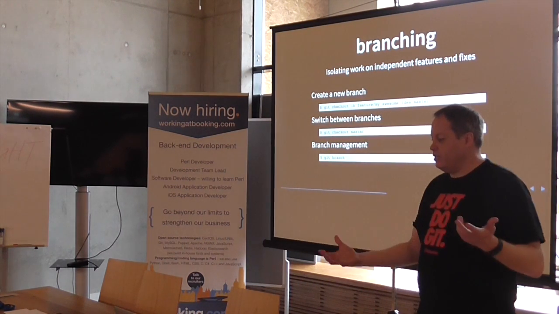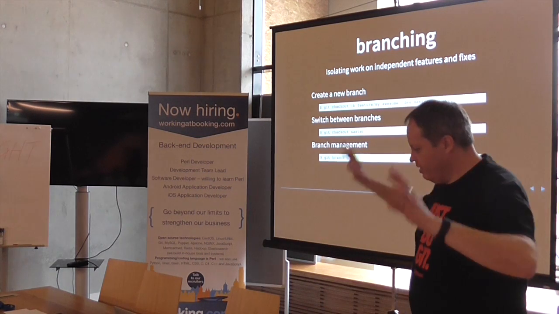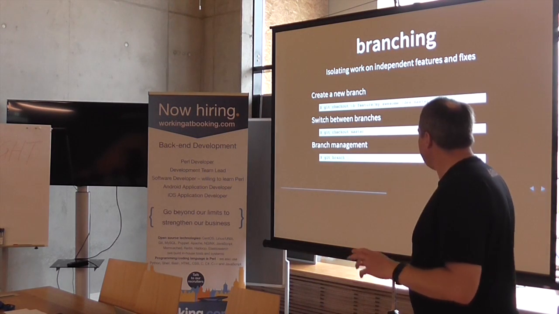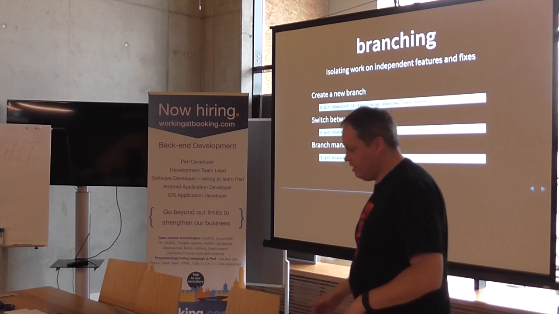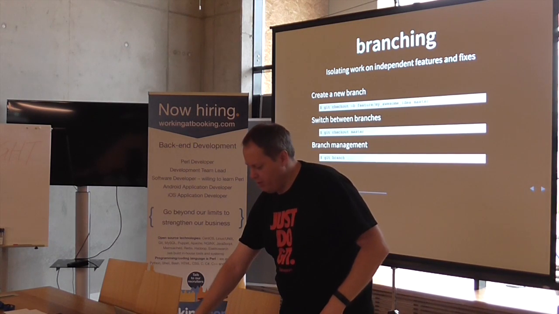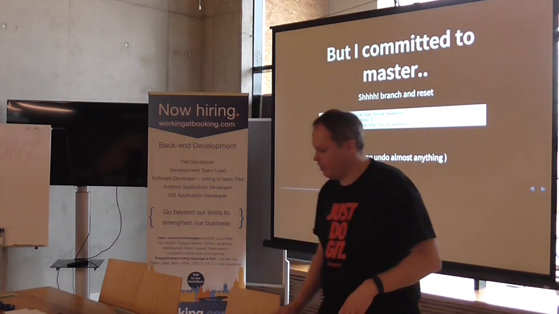Branching in Git is really easy. git checkout -b, your awesome idea. You can switch between branches. And you can look at the help, git branch --help, if you want all the rest.